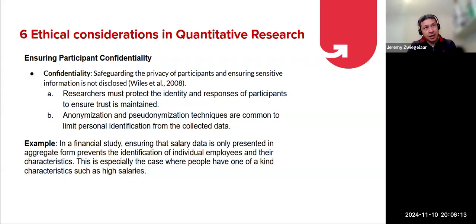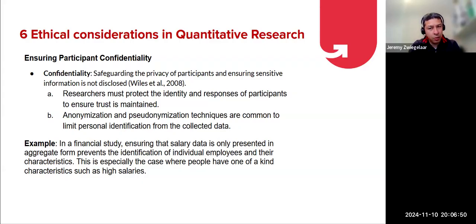So what I mean by that is ensure that you create a coding scheme for each of the participants that you have. Don't use their direct information in terms of the names, especially, and identification of them. So ensure the confidentiality of the participants who agreed to do it. Ensuring salary data is only presented in aggregate form prevents the identification of individual employees and their characteristics.